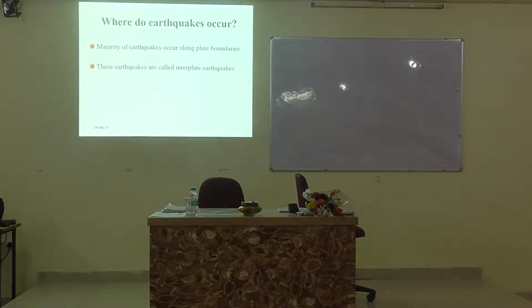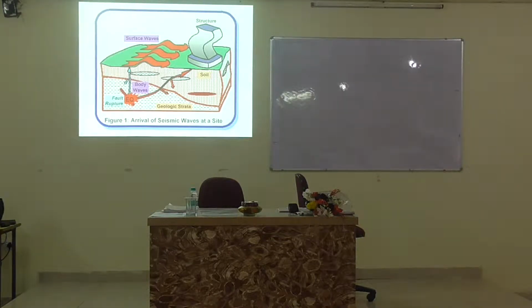What are earthquakes? Where do they occur? Very simple. You might have studied this in your UG geology classes. Faults along the plate boundaries. Majority of earthquakes occur along plate boundaries, and therefore they are called interplate earthquakes. There can be other earthquakes generated by volcanic eruptions and filling of reservoirs, but the major earthquakes we are concerned about in design occur along plate boundaries. So what is an earthquake? Fault rupture, and large energy is released.